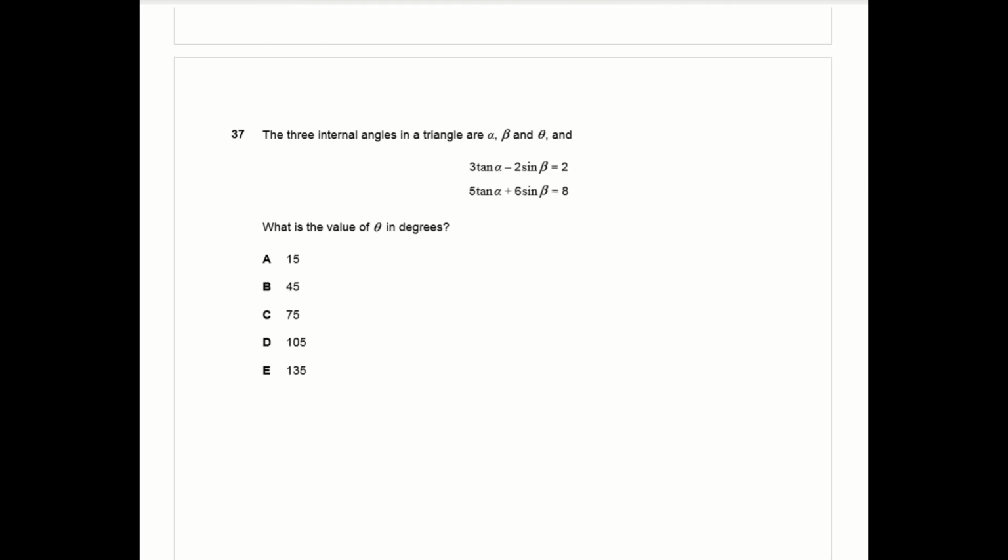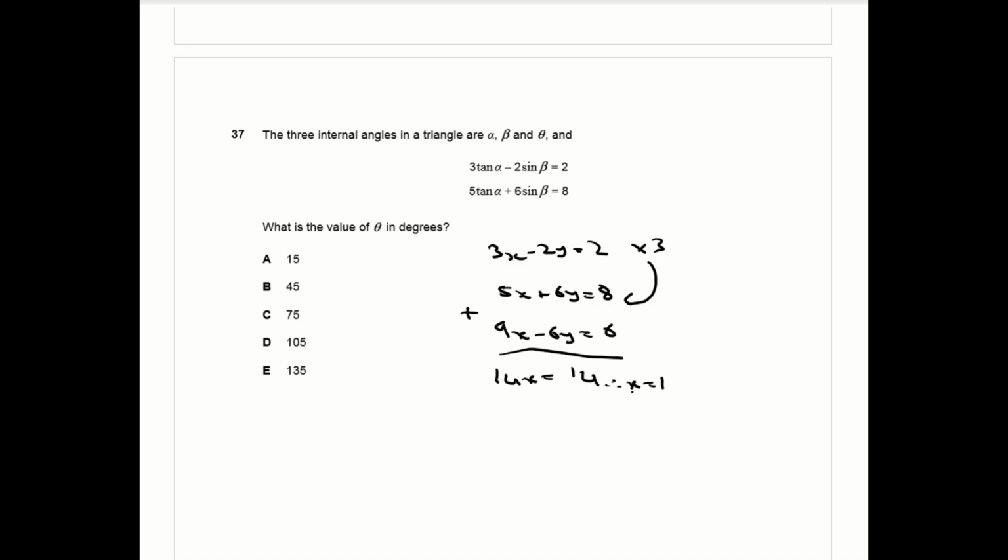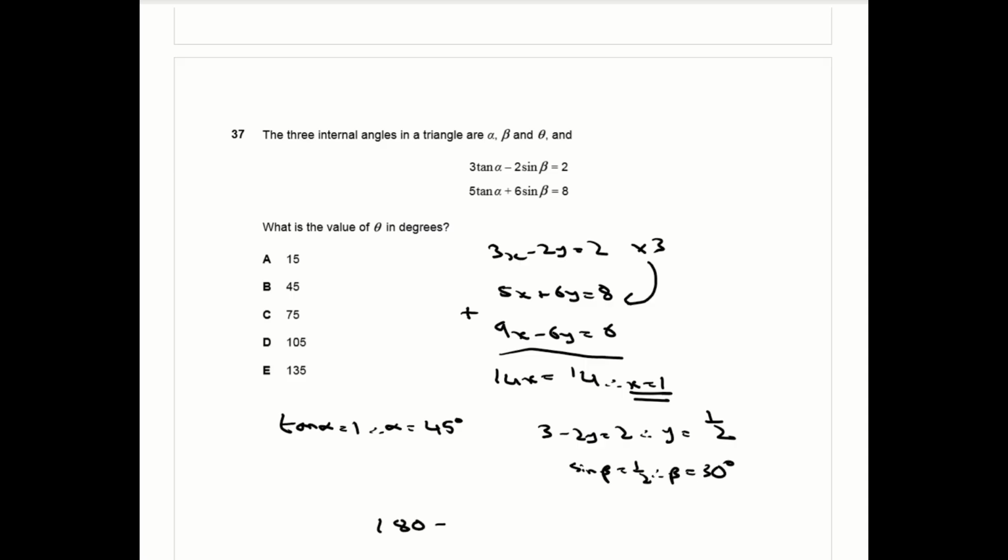For question 37, you're given two equations in terms of alpha and beta, and what you want to do is solve these simultaneously to work out the values of alpha and beta, and then subtract this from 180 for the total angle in a triangle to give you the value of theta. So you can write tan alpha as x and sine beta as y, and you end up with alpha being 45 degrees and beta being 30 degrees. When you subtract this from 180, you end up with theta as 105 degrees.